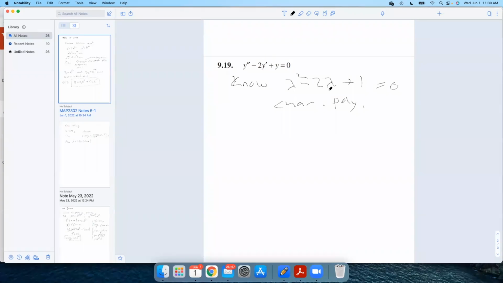That's lambda to the first power because I have the first derivative. This is lambda to the 0 power because I have no derivative there. That's the 0 order derivative. That's what we're going to get.